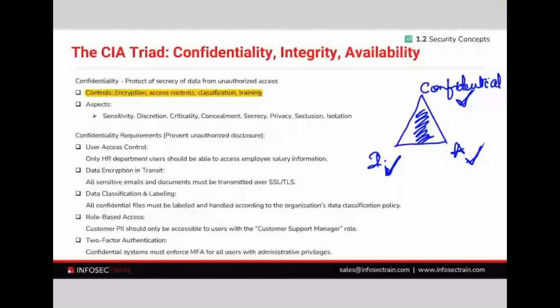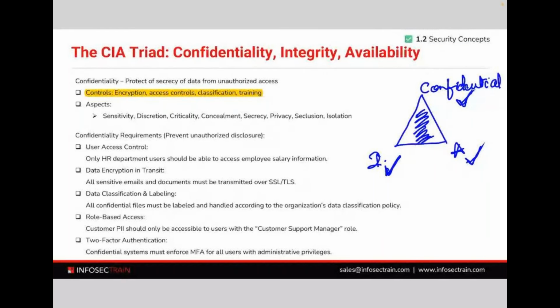Data encryption in transit is important because when the data is moving in the internet, anybody and everybody can access it. The internet is a public ecosystem. To ensure the confidentiality of sensitive emails and documents, we encrypt the data in transit as well. So these are the applications of confidentiality that we can see here.